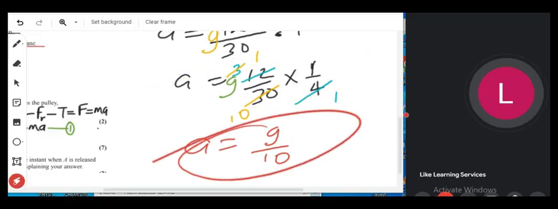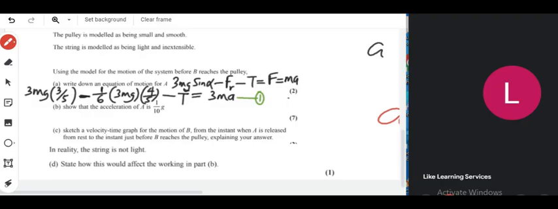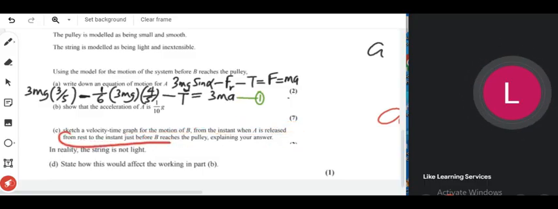This is the final answer here. The second part of the question says sketch the velocity-time graph for the motion of B from the instant when A is released from rest to the instant just before B reaches the pulley. Explain your answer.